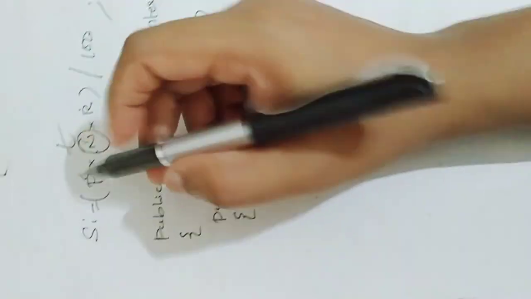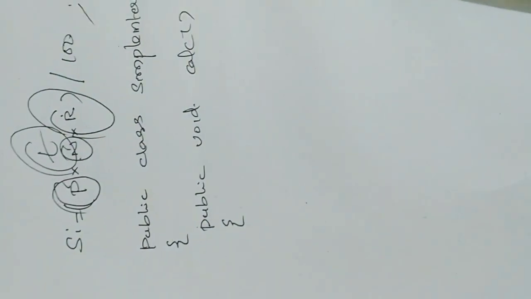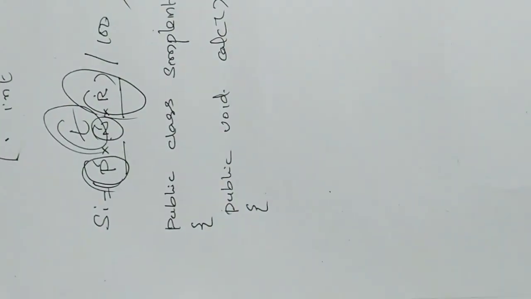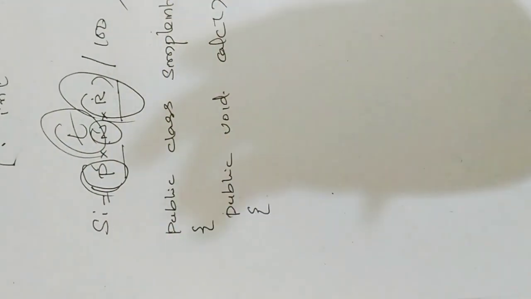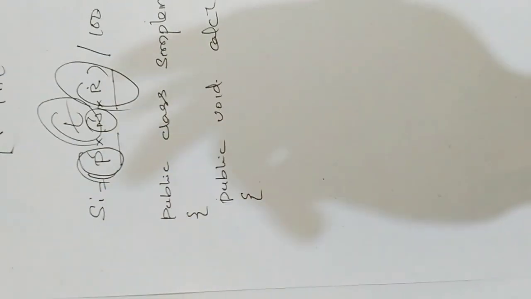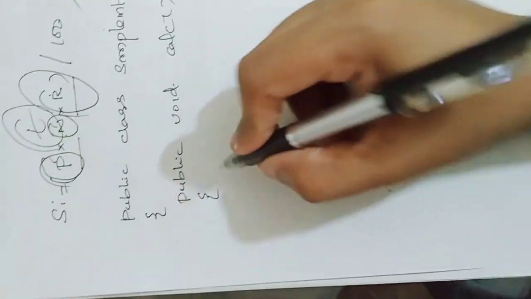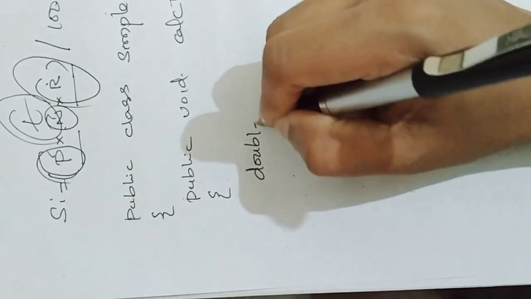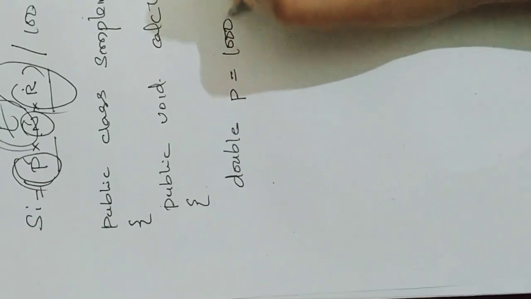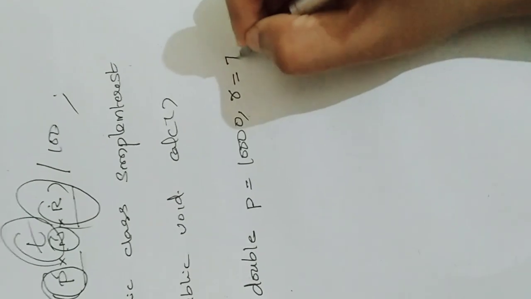Next, what are the things you need? You need the principal, the time period, and the rate of interest. Since this is currency, it can be fractional also, for example 35,000.25 paise, 2.5 years, and the rate of interest can be 7.2. So I am going to declare them as double. Double P is equal to 10,000, comma, R is equal to 7.5.